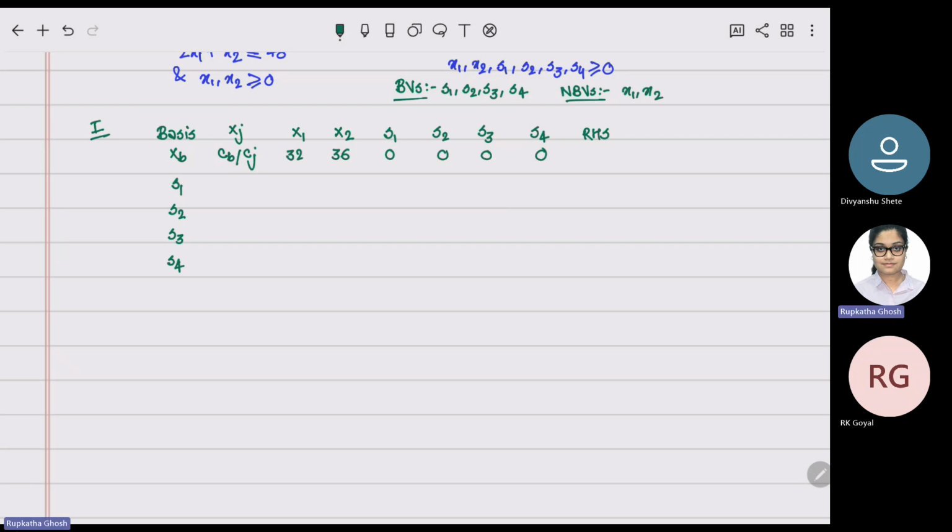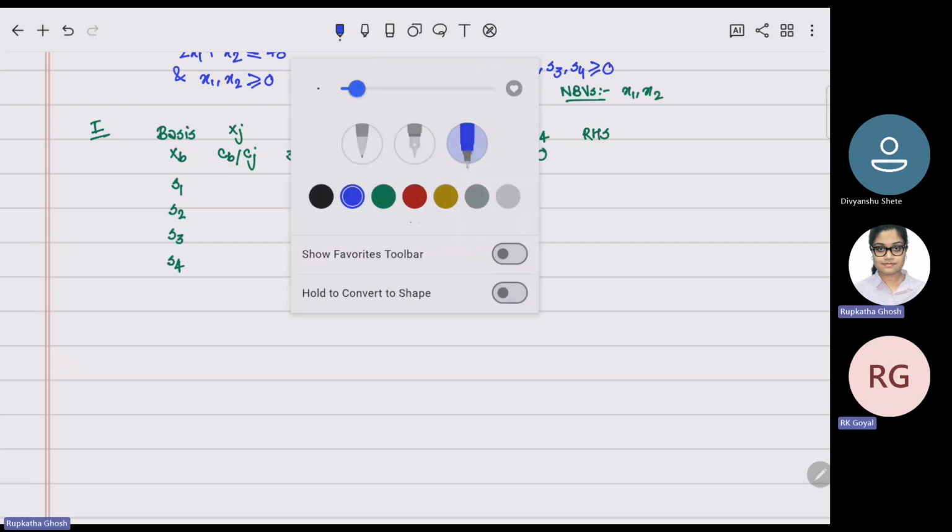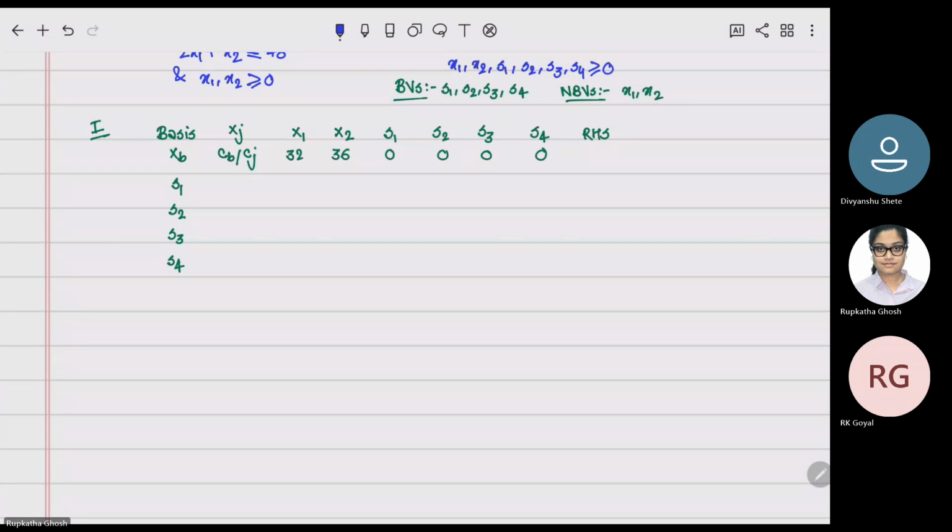I'm not drawing the lines. Is that fine? Okay. So here it is 0, 0, 0, 0. On the right hand side, what all values we have? 15, 25, 90, and 48.